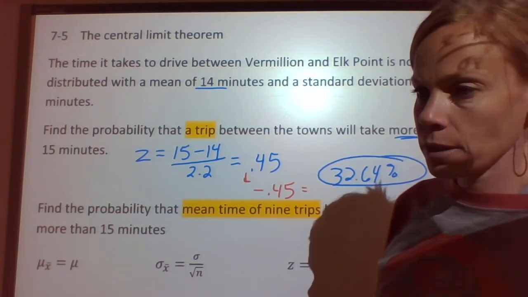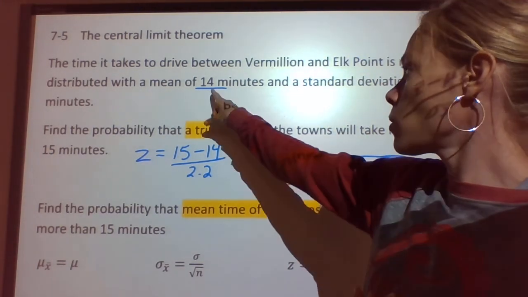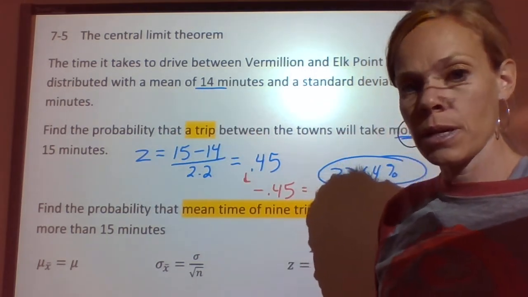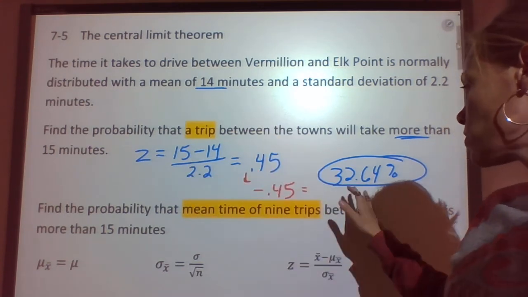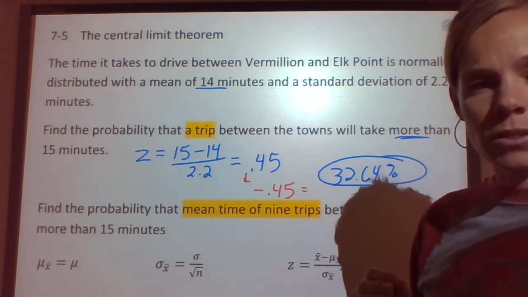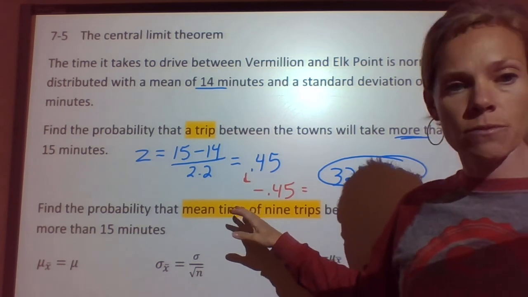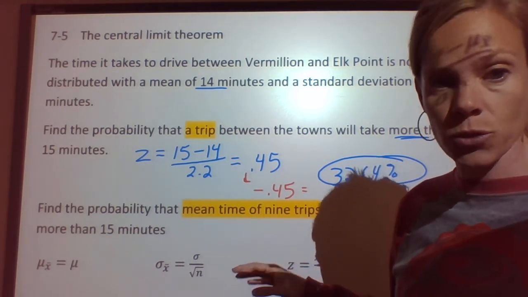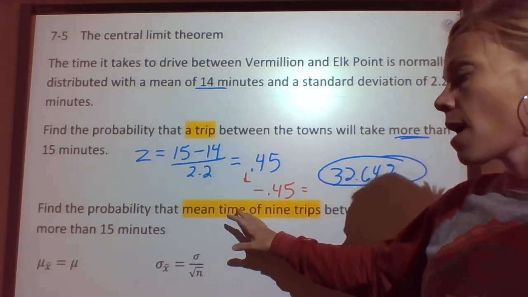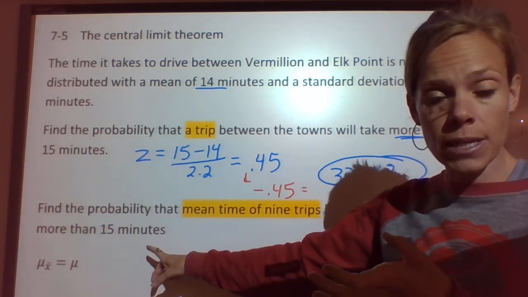Right? And that probability should make sense, right? For one trip to be more than average, 15 minutes instead of 14, is going to be around 30%. That makes sense, okay? So here's the difference of today's lesson. Now I want to know that if I traveled to Elk Point for 2 weeks, a total of 9 trips, what is the probability that the average of those 9 trips took me more than 15 minutes?